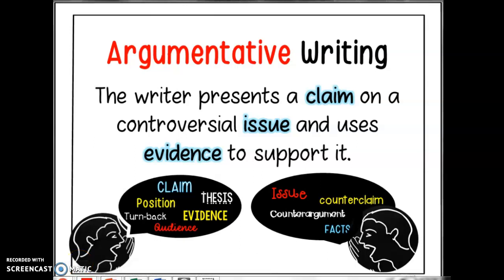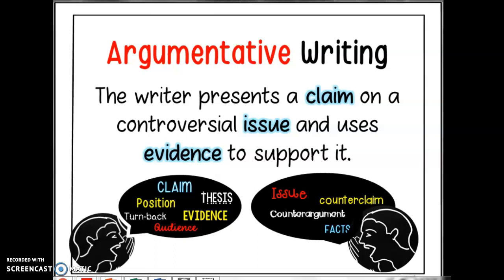Argumentative writing. What is it? The writer presents a claim on a controversial issue and uses evidence to support it. A claim also includes your thesis, or might also be called your position. It will include your turn back.